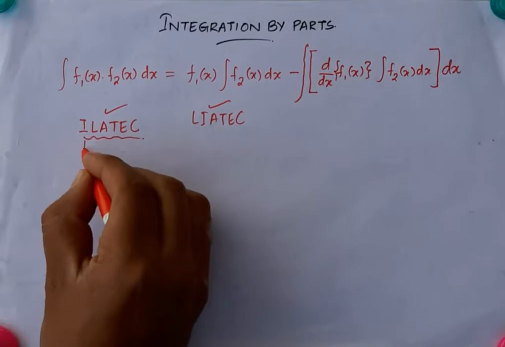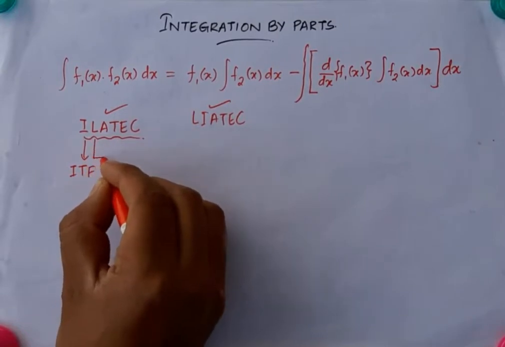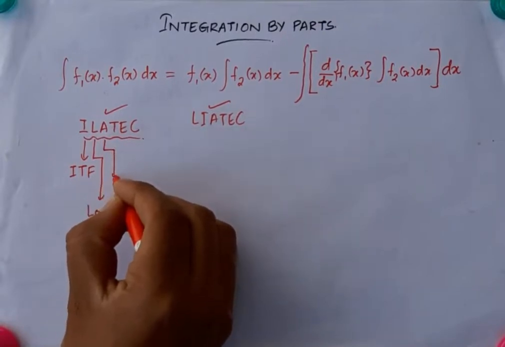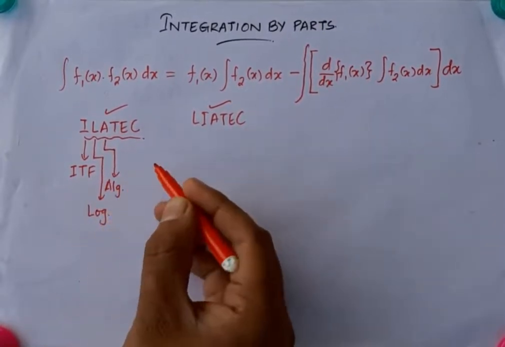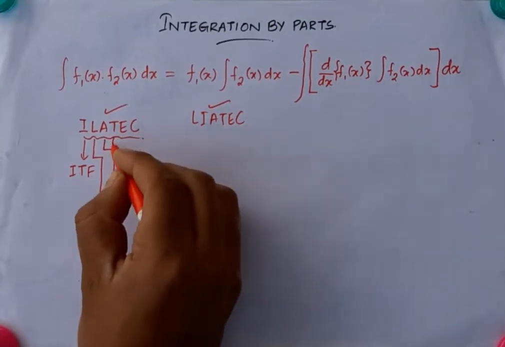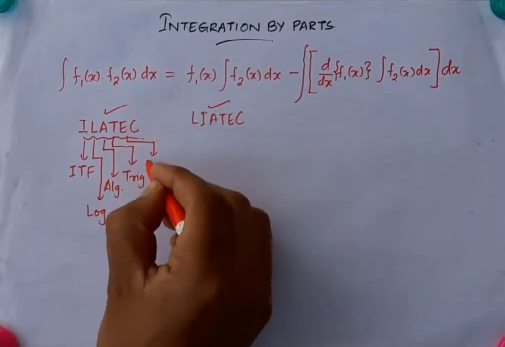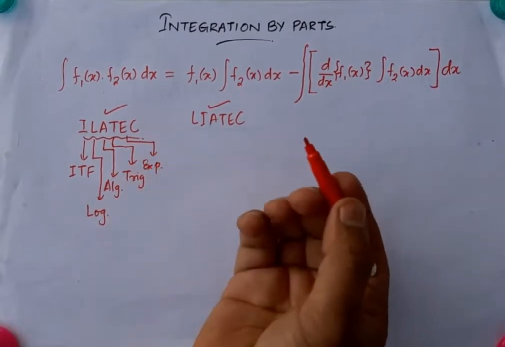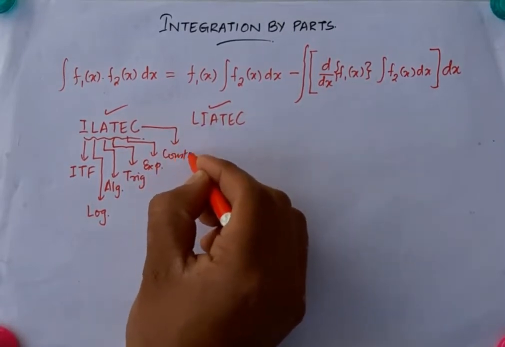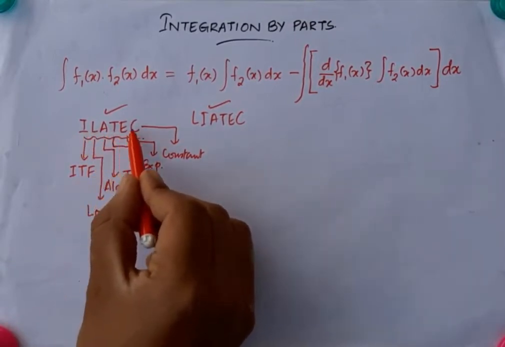Here I stands for inverse trigonometric function, ITF. L stands for logarithmic function. A stands for algebraic functions, meaning functions like x to the power n, polynomials and so on. T stands for trigonometric function. E stands for exponential function, meaning a to the power x, e to the power x, etc. And C stands for constant. So now I have understood what I, L, A, T, E and C are.